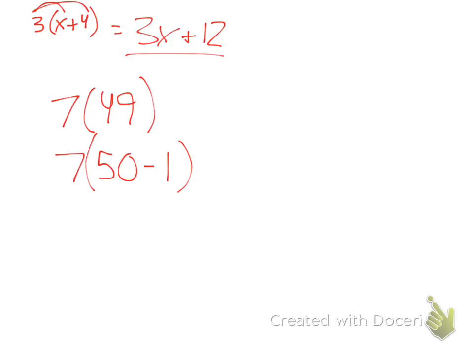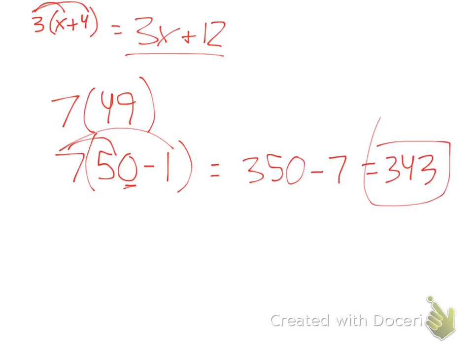It's 35. So when I multiply these two, I'll get 35. But then there was that 0, which means I add the 0. So it's 350. And what's 7 times 1? It's minus 7. And what is 350 minus 7? That equals 343. We never used a calculator. That's really cool.